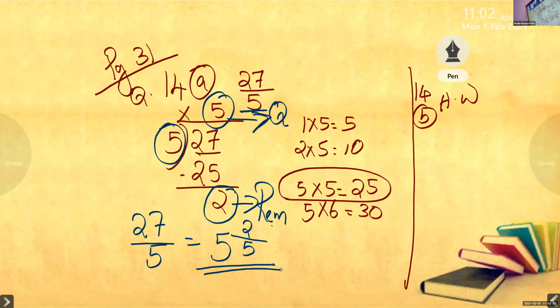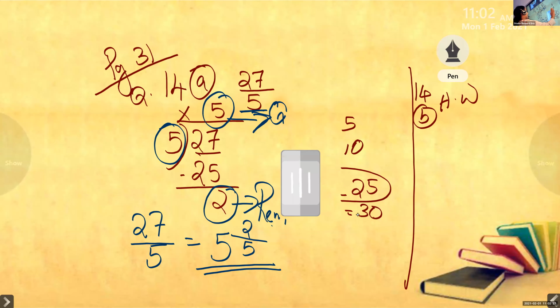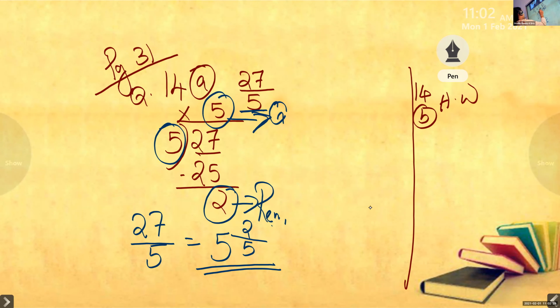So children, how we can see? Here when you divide, you will get the quotient and the remainder. So here the quotient is 5. That quotient 5 we will write as the whole number. Look here, that 5 as the whole number. And here which is the remainder? 2 is the remainder. And that 2 will be the numerator. And look at the denominator in the question here.